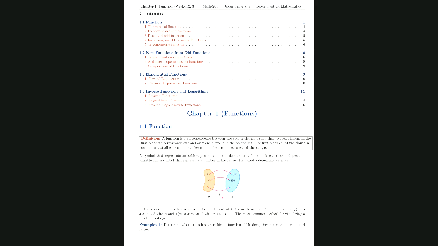Last lecture I discussed how to find the domain of some functions. Today I will discuss how to find the domain of some more functions. Last lecture I discussed how to find the domain of a function involving a square root. So today I will discuss more domain questions.